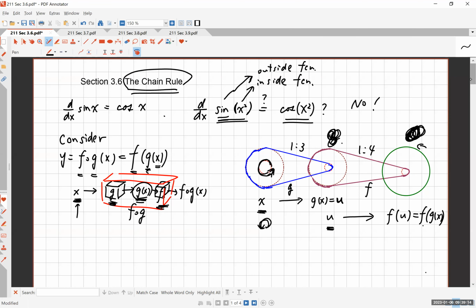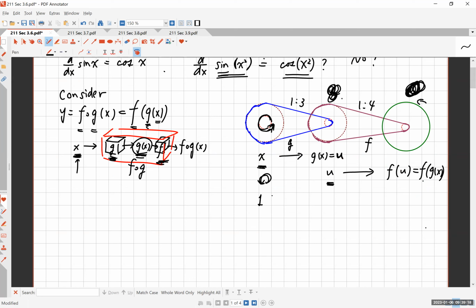Let me try to illustrate what I'm saying. One turn here, I think you got this already, right? Causes 3 turns here, right? Now, 1 turn of this will cause 4 turns here. So for 3 turns, it's going to turn 3 times 4, which is 12 turns.